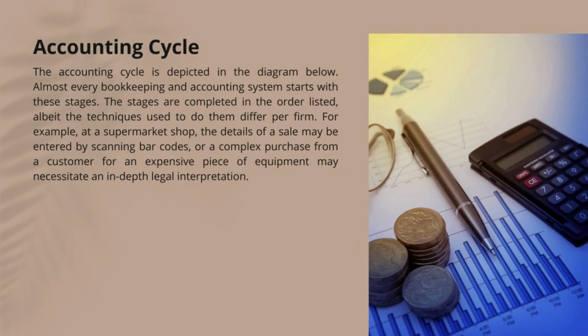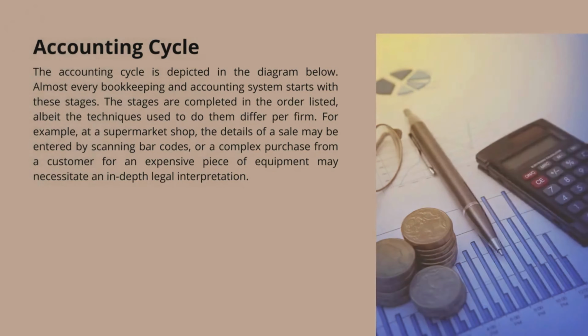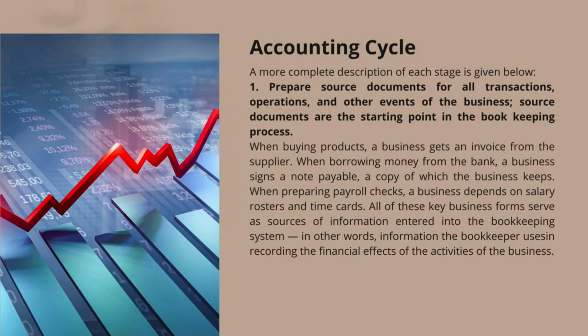Accounting cycle. The accounting cycle is depicted in the diagram below. Almost every bookkeeping and accounting system starts with these stages. The stages are completed in the order listed, albeit the techniques used to do them differ per firm. For example, at a supermarket, the details of a sale may be entered by scanning barcodes, or a complex purchase from a customer for an expensive piece of equipment may necessitate an in-depth legal interpretation. A more complete description of each stage is given below.